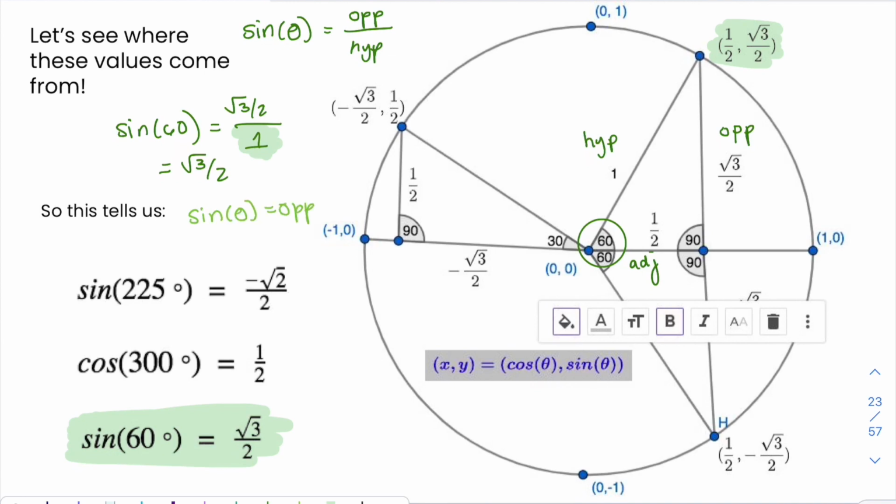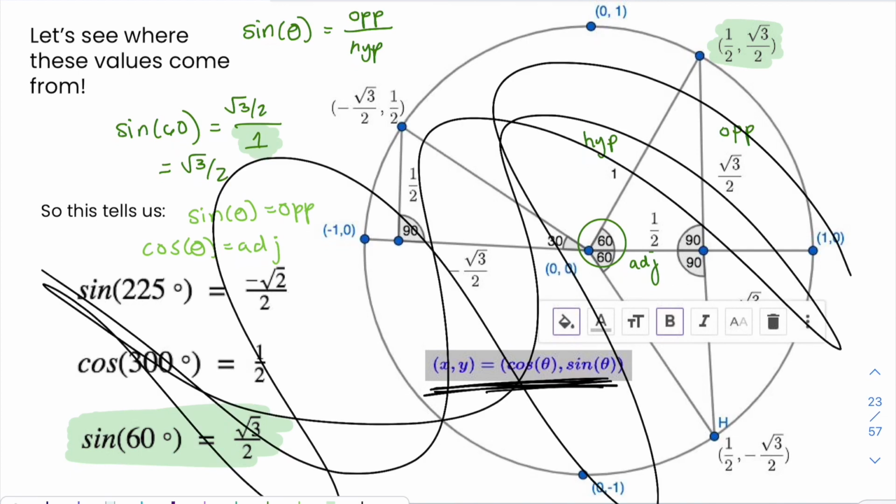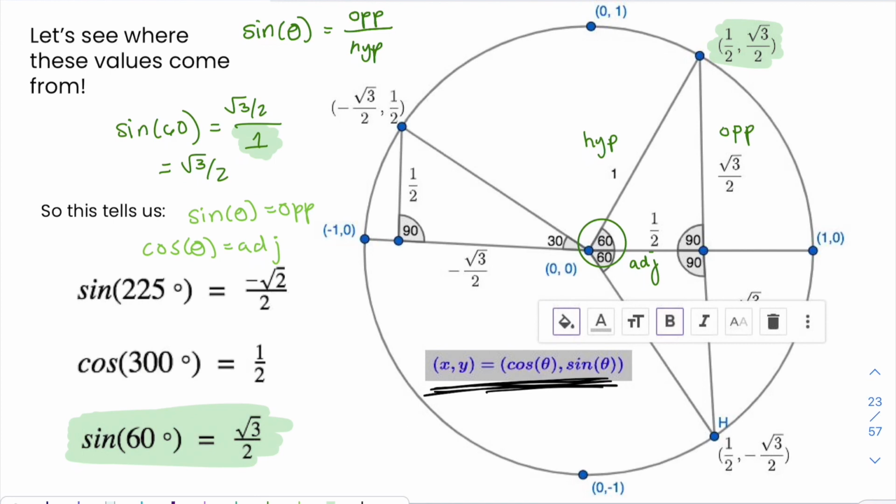For that same reason, cosine of theta is always going to equal adjacent. So that is where this fact comes in. Because sine is always your opposite, which is basically just your y value, right? Your opposite is your vertical distance, so that's always your y coordinate. Your adjacent is your horizontal distance, so that's going to be your x coordinate. X comma y is always cosine comma sine.